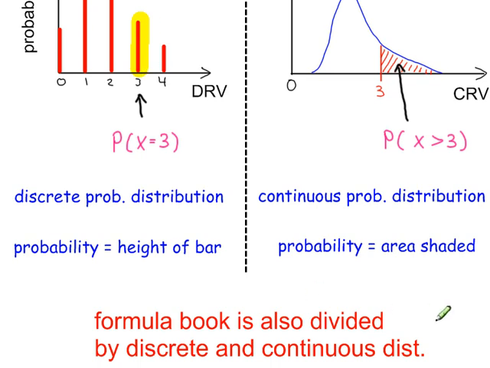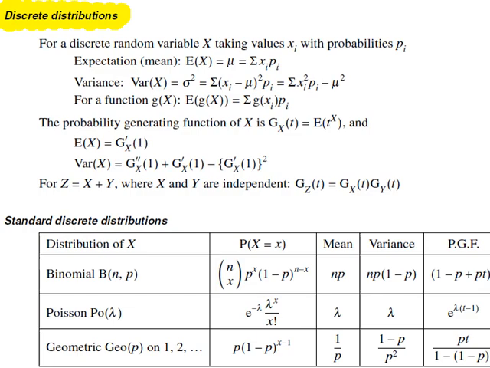The OCR formula book is divided into two sections. When we're looking at statistics, you've got a section on discrete variables and a section on continuous variables. For example, here we have discrete distributions, and we have this discrete random variable x. The binomial distribution is a good example, and so is the Poisson distribution.